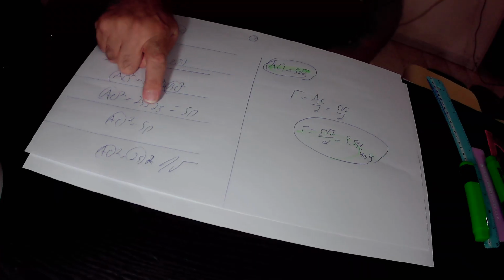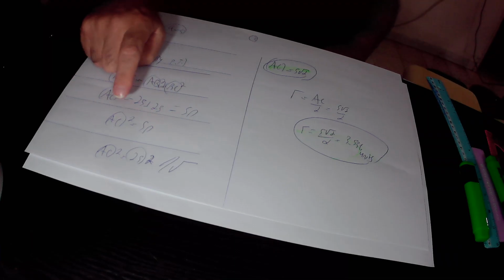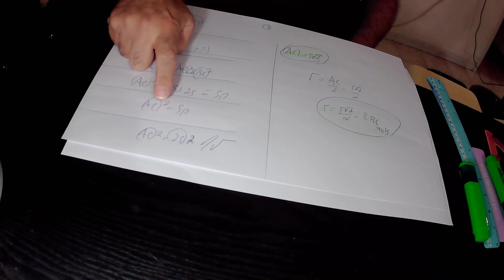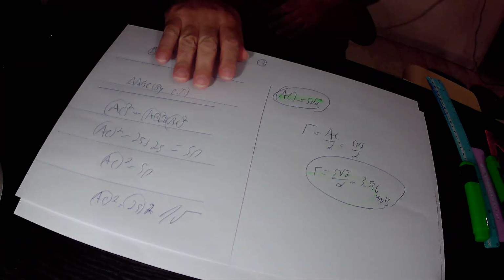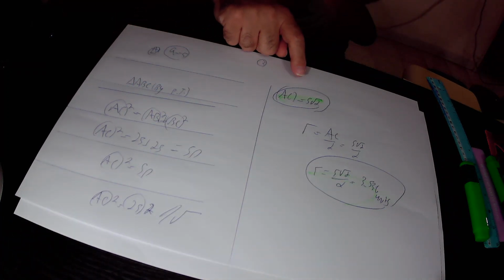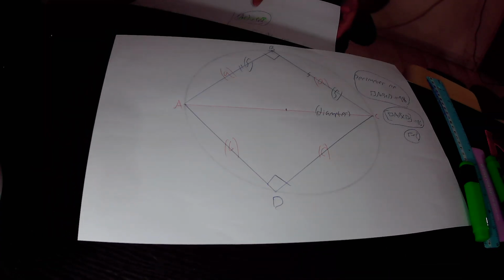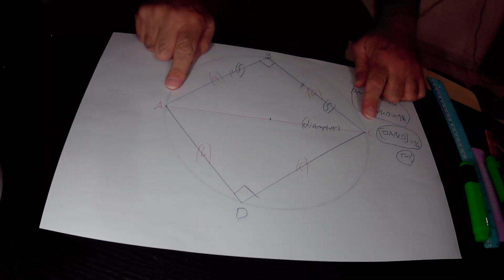So AC squared equals 50. We substitute 50 by 25 times 2, and find out that AC squared equals 25 times 2. Here we took the square root of this equation and found out that AC equals the square root of 25, which is 5, and inside the root we have 2. So in total we found out that AC equals 5 times square root of 2 units in length. The diameter AC equals 5 times square root of 2 units in length.